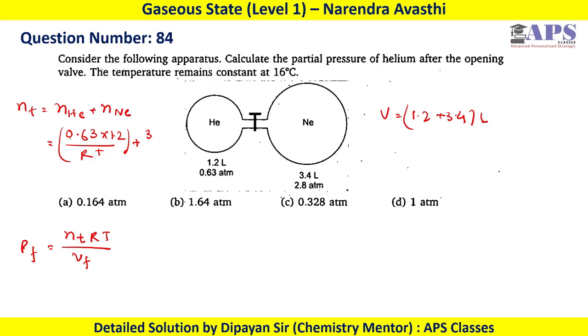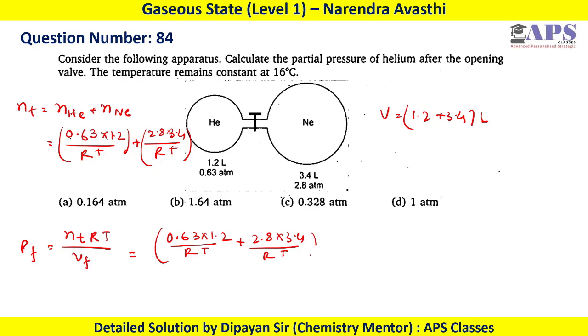plus 2.8 pressure into V 3.4 divided by RT. We are not dividing this by RT, because this RT and this RT will cancel each other, so it will make our calculation easier. So you can write the first pressure multiplied by 1.2 plus 2.8 into 3.4, whole multiplied by RT divided by the volume, that is 1.2 plus 3.4. Okay, and the final pressure will become 2.234 atm.